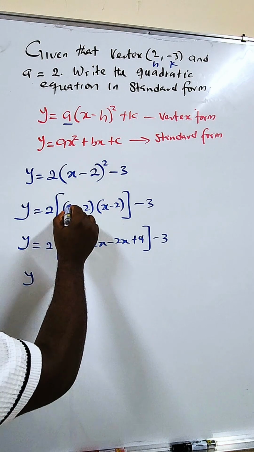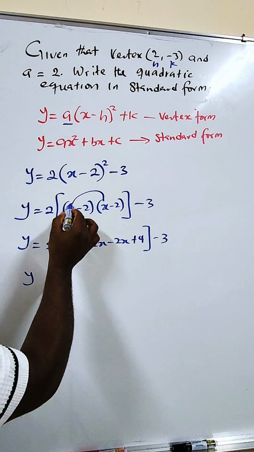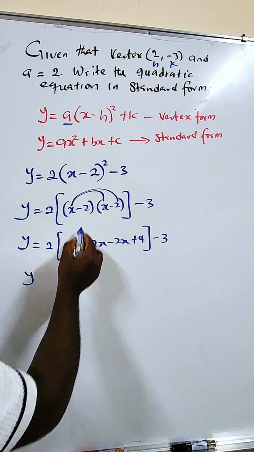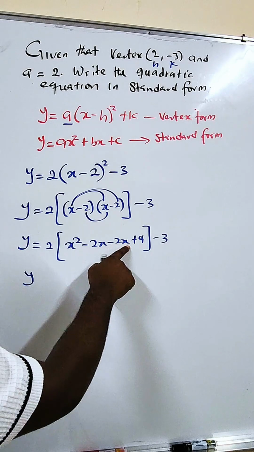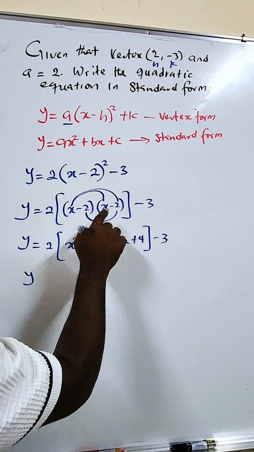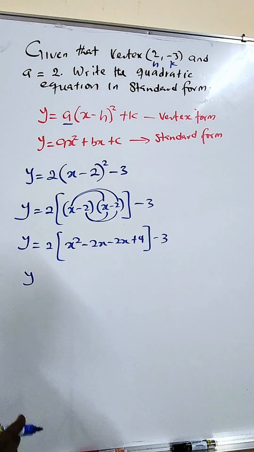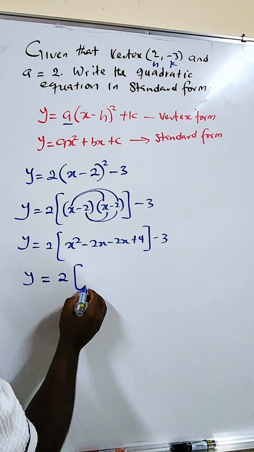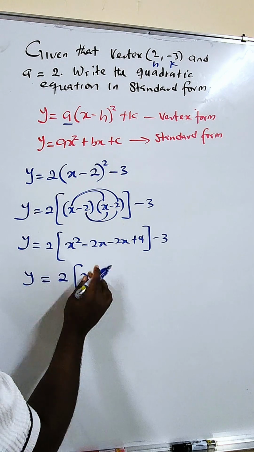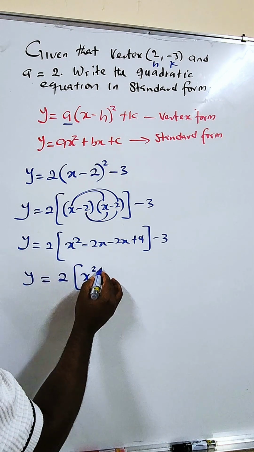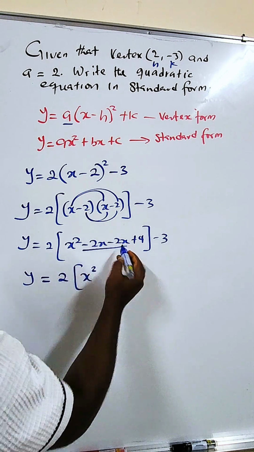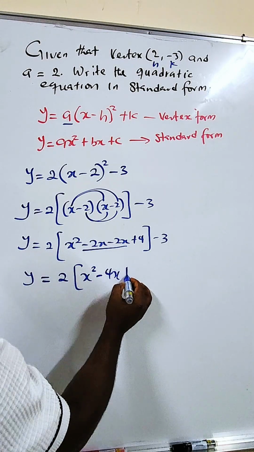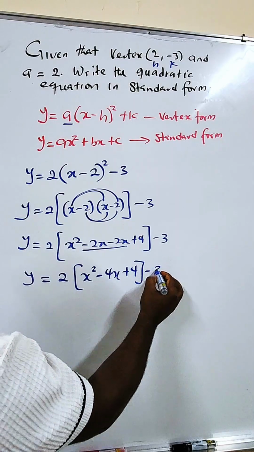And how did I do that? Just use the distributive property. This multiplied by this gives you x squared, and this by this also gives you negative 2x. Then negative 2x multiplied by x gives you negative 2x, and negative 2 multiplied by negative 2 gives you positive 4. Then we have our negative 3. So this will now give you 2 multiplied by x squared. These two are like terms, so you add them: you have negative 4x, then plus 4 minus 3.